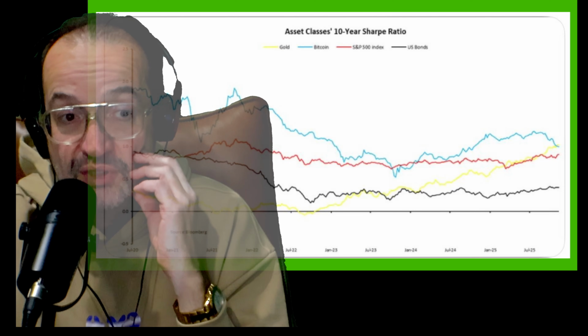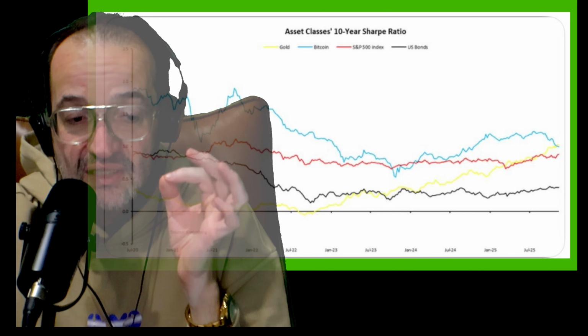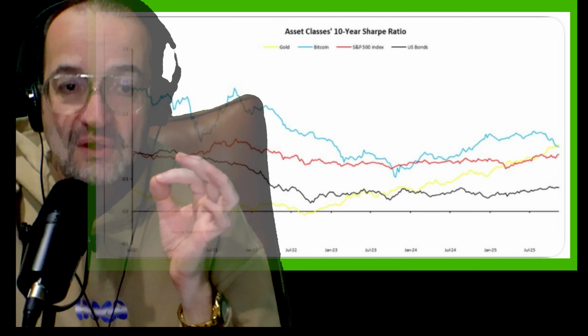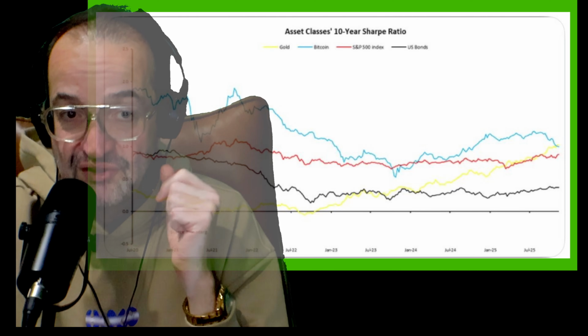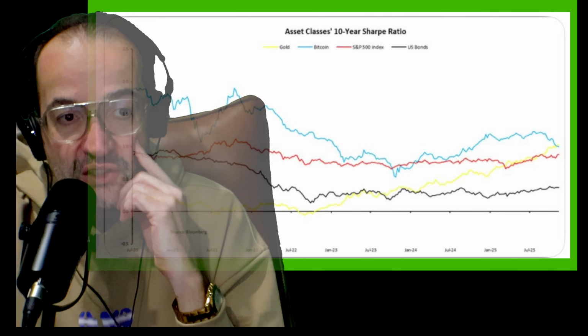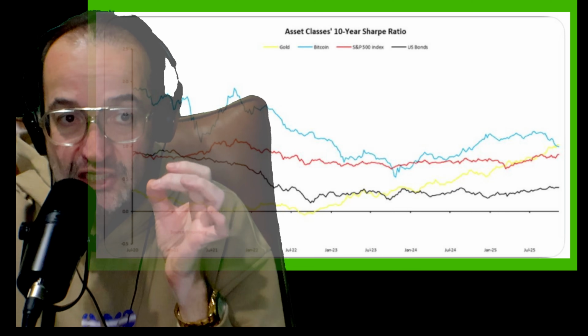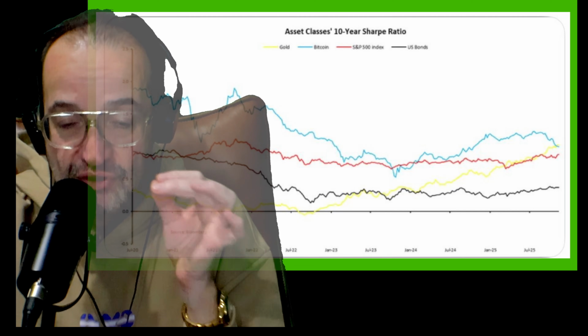Okay? So what it reveals is uncomfortable. Because the story most investors tell themselves about diversification, safety and long-term stability is no longer holding up. So the Sharpe Ratio answers one brutal question: how much return did you actually earn per unit of risk?